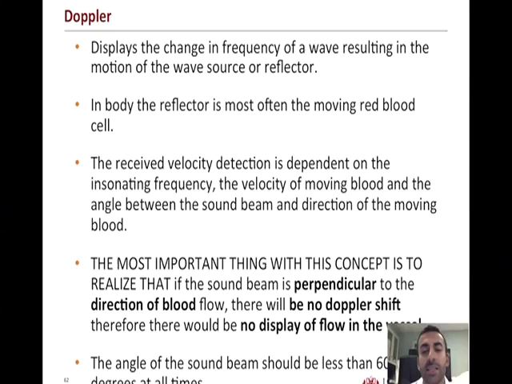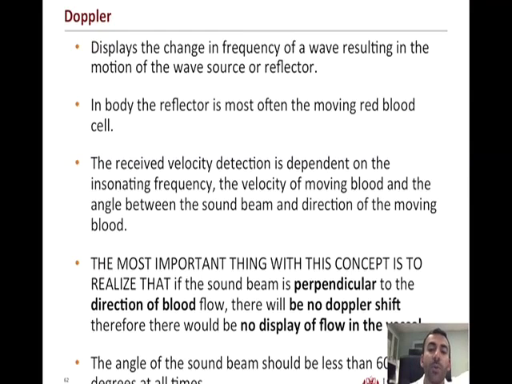So this concept is simply based on the fact that the velocity of blood moving is only assessed based on the angle of which it gets insonated. So the most important thing to realize is that you need to be as parallel as possible to that flow to be able to quantify it.